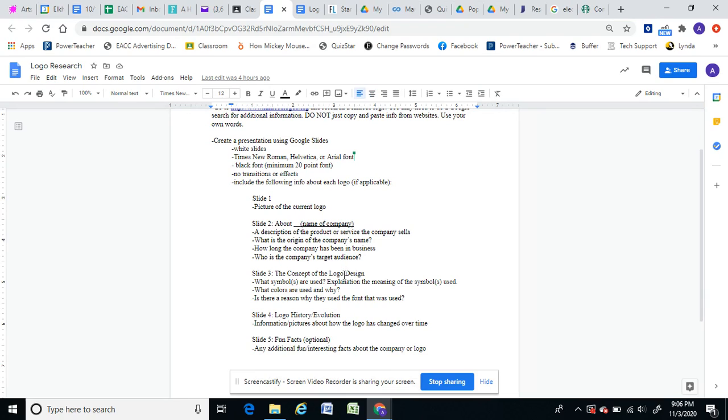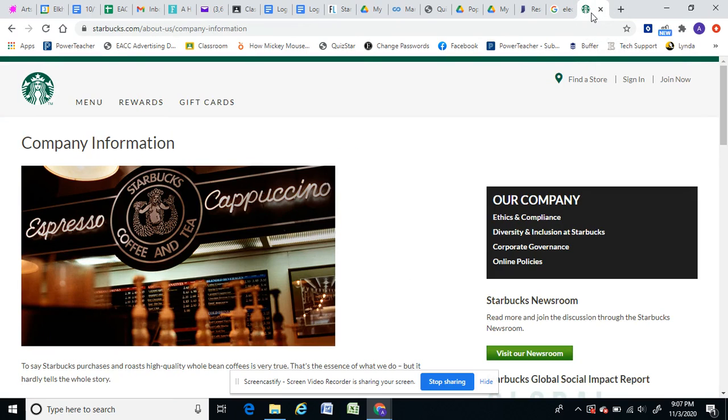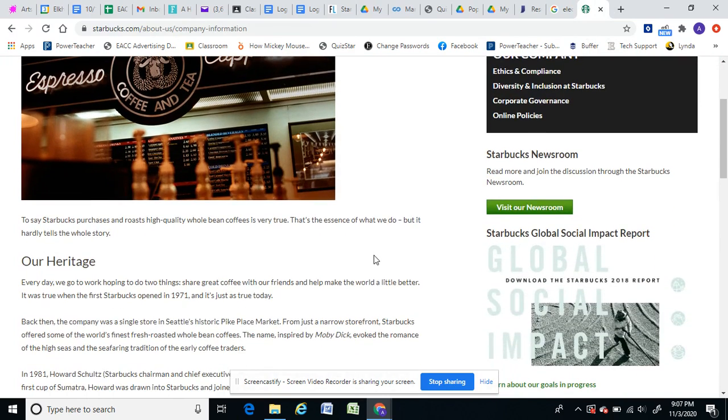Slide 1 is going to be a picture of the current logo. You can find that logo anywhere on the internet. On slide 2, you're going to have about that company. So for example, if I was going to use the company Starbucks, I would Google Starbucks or about Starbucks, and I might find a website similar to this one that gives me information about the company.